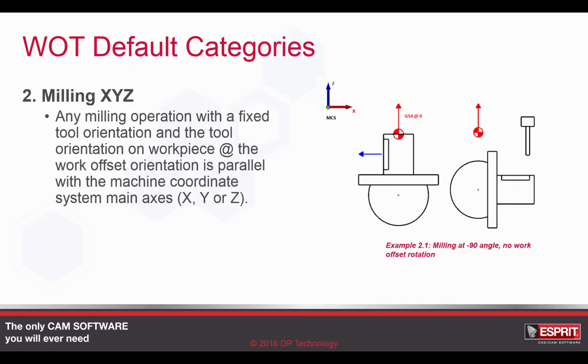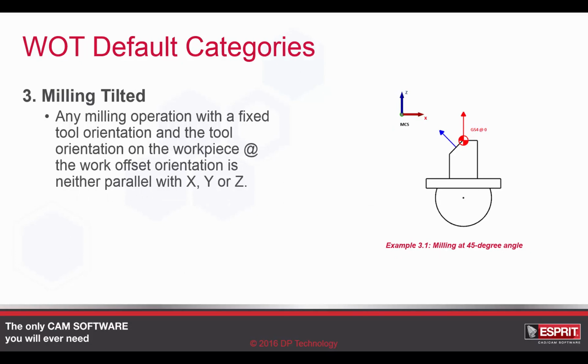Next, we have milling XYZ. Here we can choose the default work offset transformation for any milling operation with a tool orientation that is fixed parallel to a main axis of the machine coordinate system. For example, index milling at a 90-degree angle.